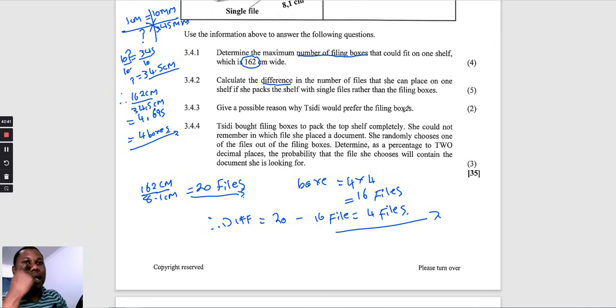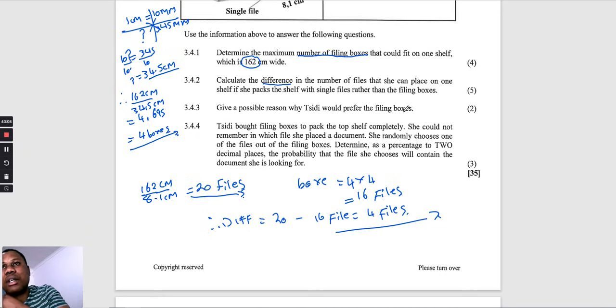Remember, guys, when you are filing in the box, your files will be neatly packed, because they are stored according to their spaces in the box. So you won't find the other file standing not straight but inside. You understand? They will be straight in the box. Okay, so the shelf will be packed neatly if she uses the boxes.